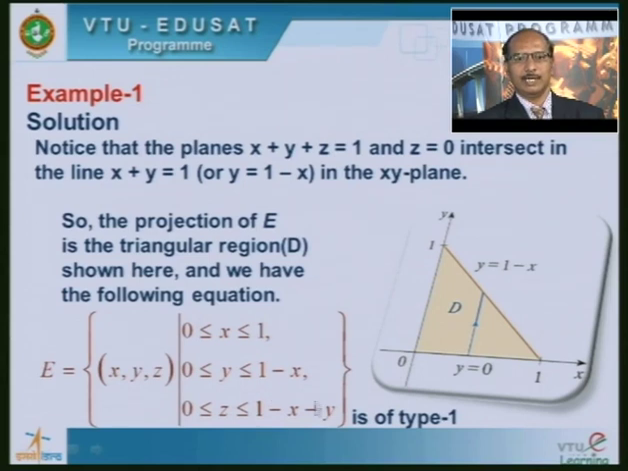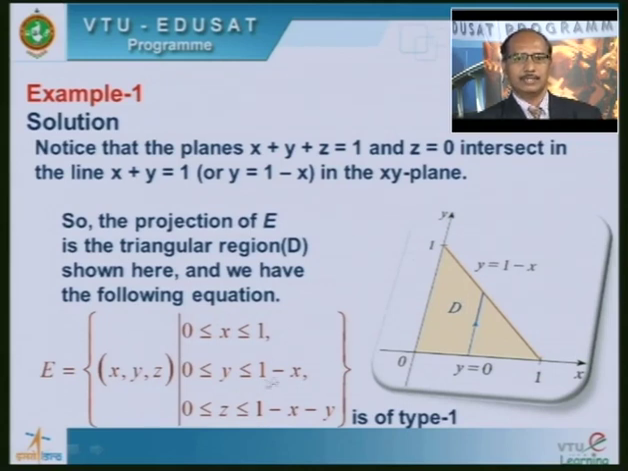This is what we call type 1, whenever z limits are functions of x, y, y limits are functions of x, and x limits are constants. We can also change the region D, that is also allowed. If you want y limits to be constant, you can take 0 to 1, and x limits as a function of y. So, you can write x is equal to 1 minus y, that is also okay for the integration.